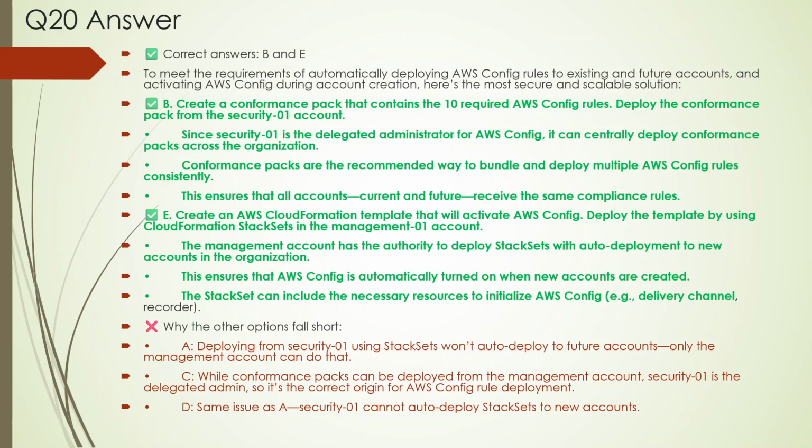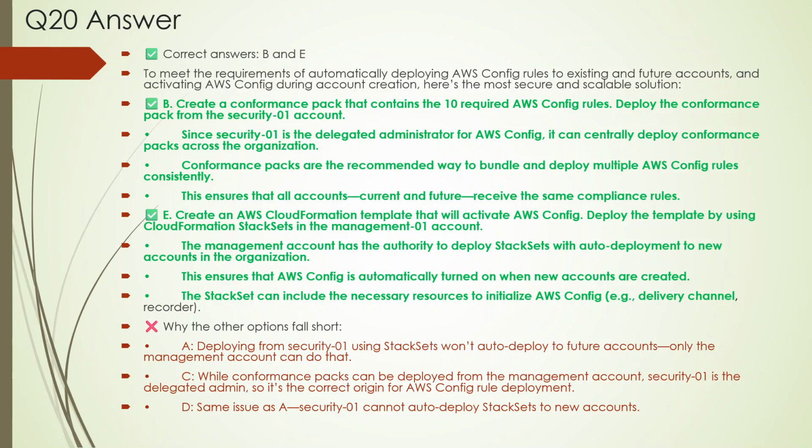To meet the requirements of automatically deploying AWS Config rules to existing and future accounts and activating AWS Config during account creation, here's the most secure, scalable solution. Letter B, a conformance pack that contains AWS Config rules. Deploy the conformance pack from Security 01, which is correct. Since Security 01 is the delegated administrator for AWS Config, it can centrally deploy conformance packs across the organization. Conformance packs are the recommended way to bundle and deploy multiple AWS Config rules consistently. This ensures that all accounts, current and future, receive the same compliance rules.